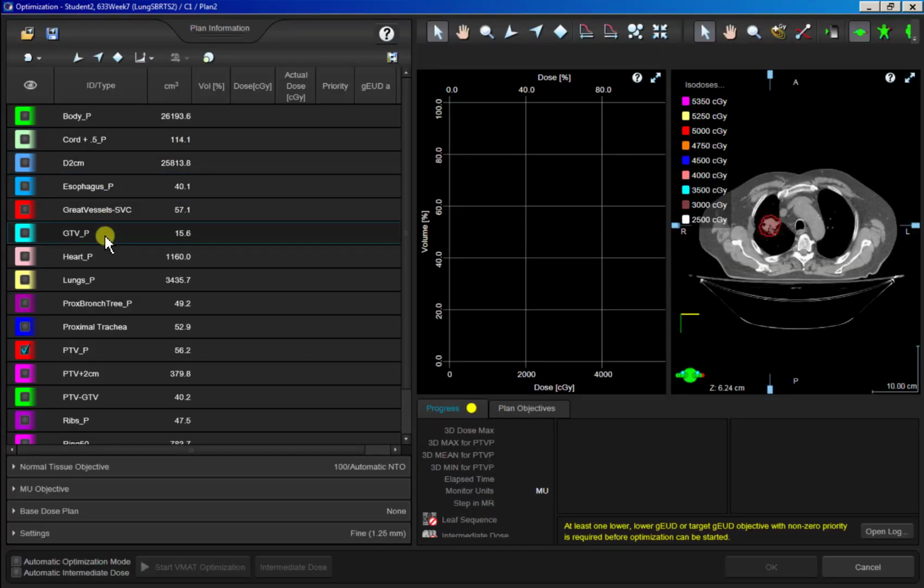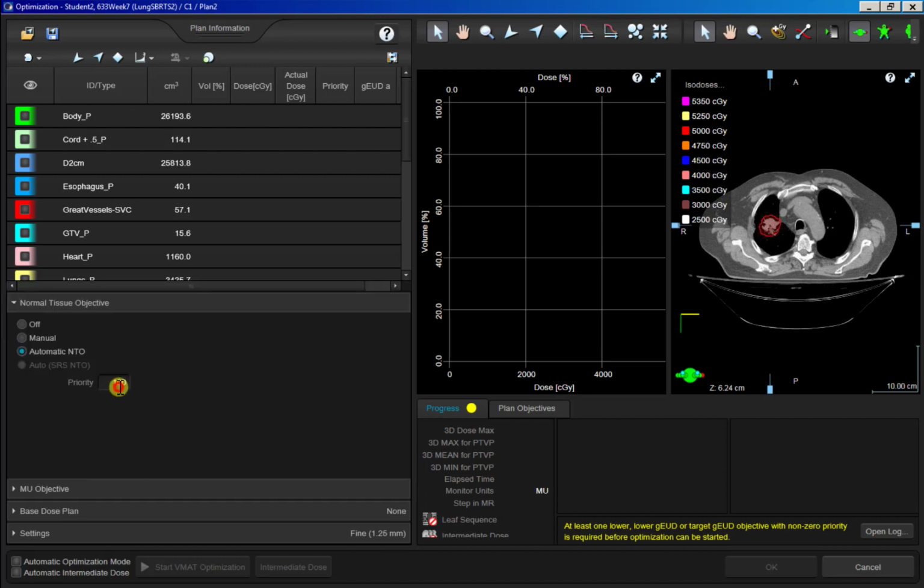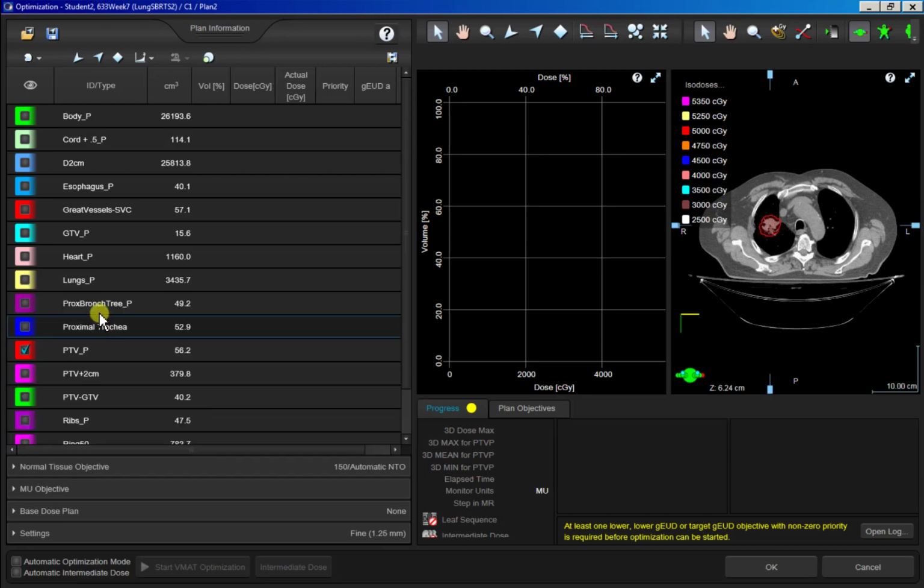Okay, so to start, SBRTs, I start them a little different than I start my conventional plans. All right, so first let's bump this NTO up to 150. Again, we're really trying to crank on those low isodose lines, get them as tight and as conformal around our target as possible. So I'm gonna bump that up to 150.